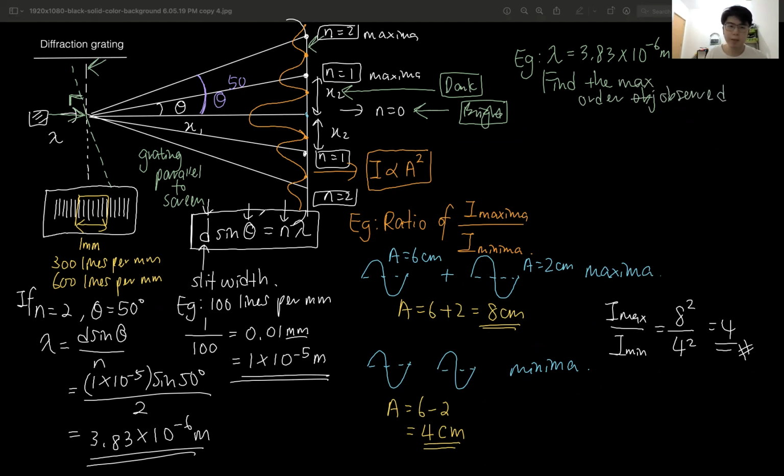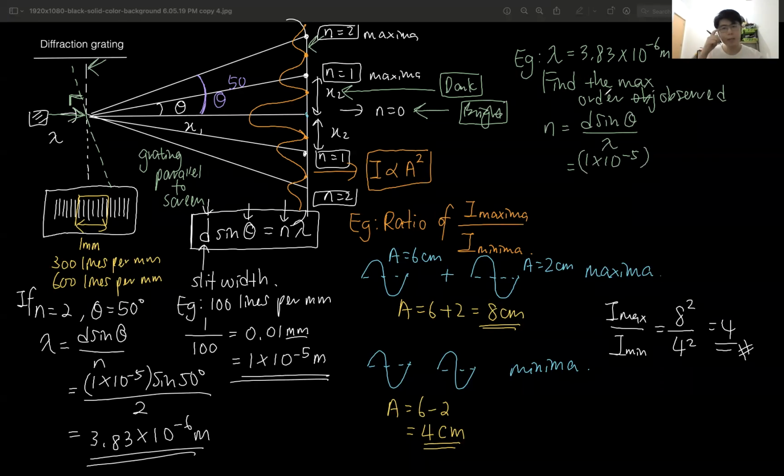Okay, then we'll use the same thing, d sine theta equals n lambda. So we're going to write n equals d sine theta over wavelength, equals, the slit width is the same, so 1 times 10 minus 5.